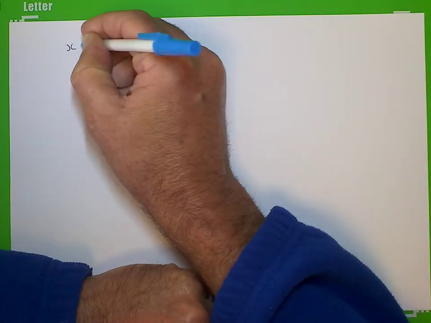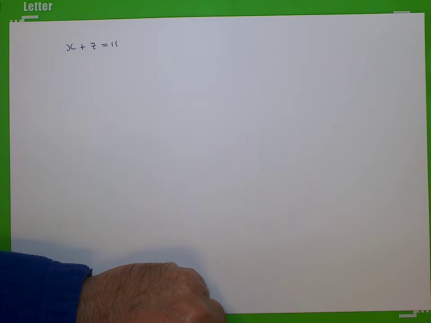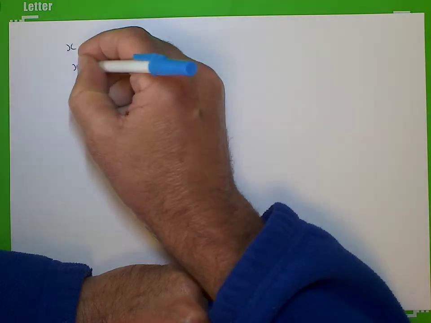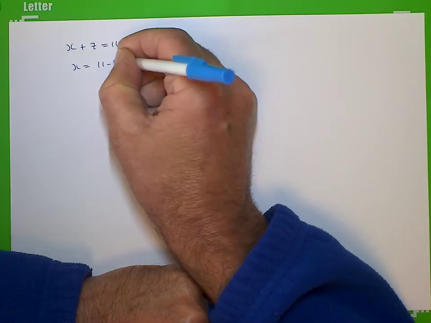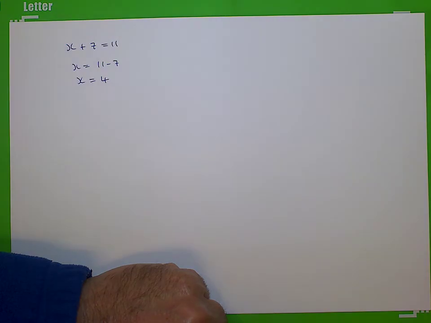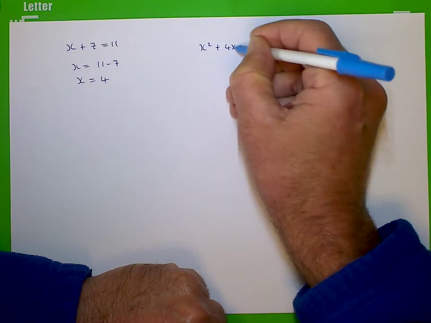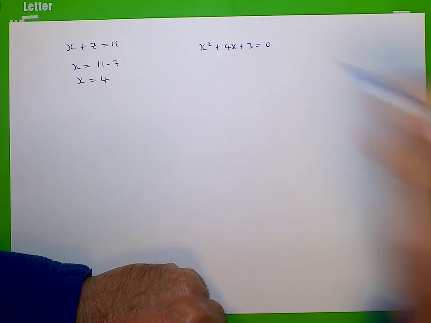So let's have a look at equations. Let's recap some equations. x plus 7 equals 11. Solve for x. Okay, well, x equals 11 minus 7, x equals 4. So there we are. We have a simple equation with one variable x, and the answer is a single value, 4. Pretty easy. Alright, what about x squared plus 4x plus 3 equals 0?